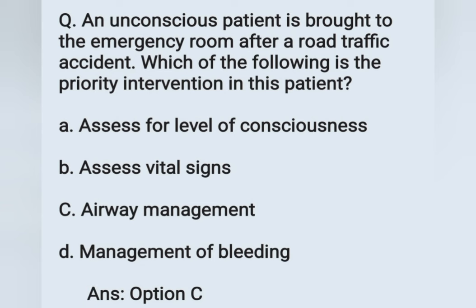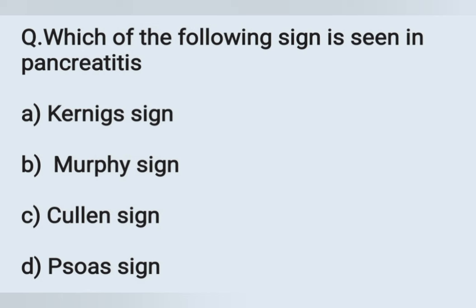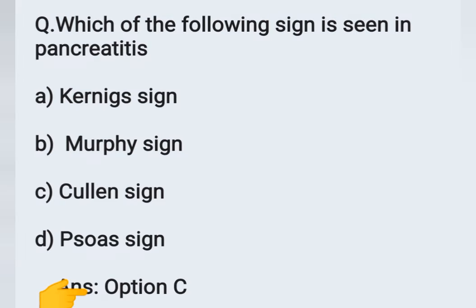Move on to the next question. Which of the following signs is seen in pancreatitis? Options: option A, Kernig sign. Option B, Murphy sign. Option C, Cullen sign. Option D, Sources sign. And the correct answer is option C, Cullen sign.